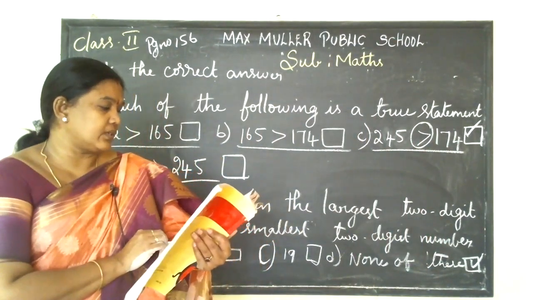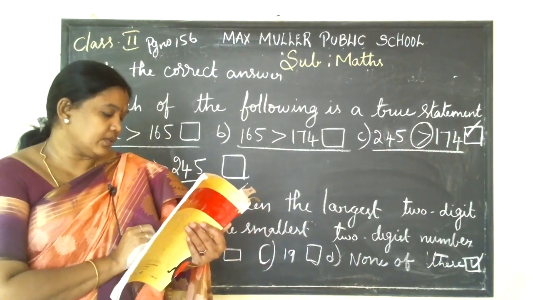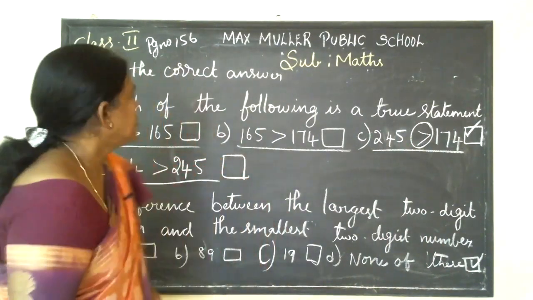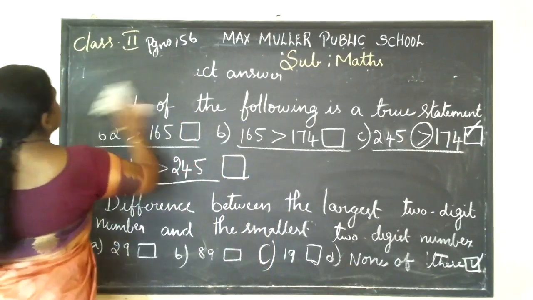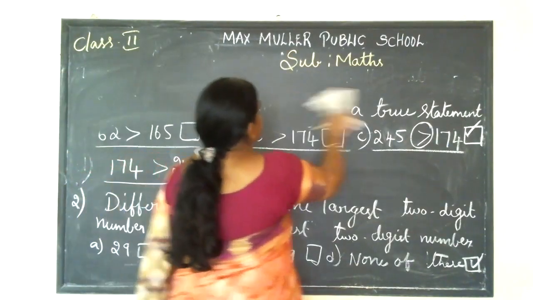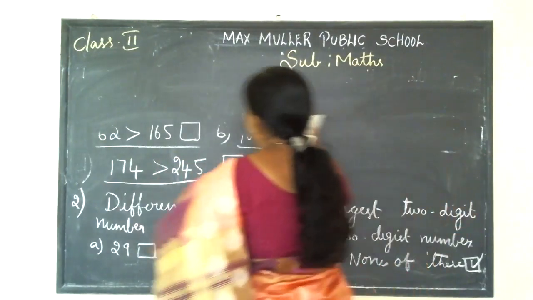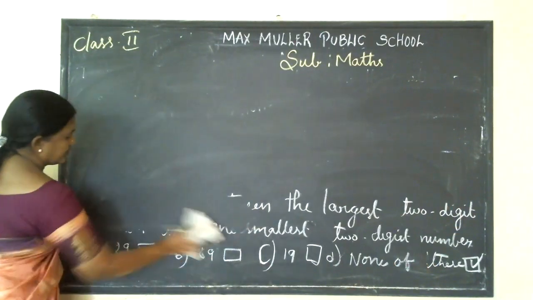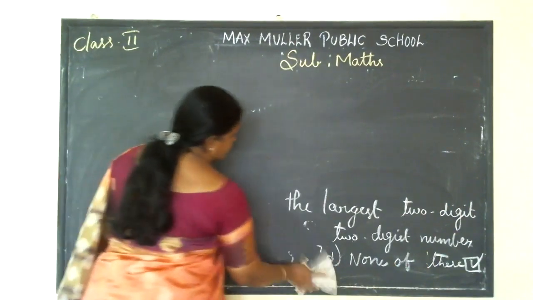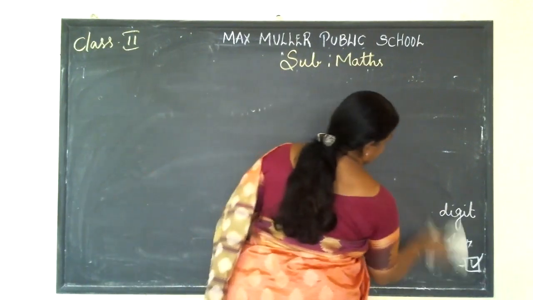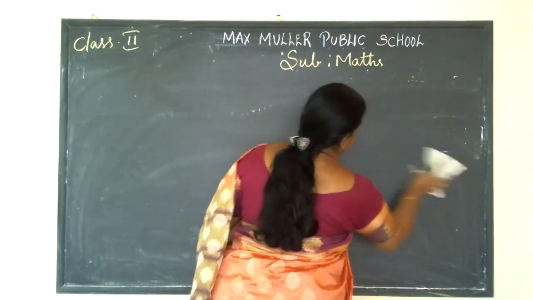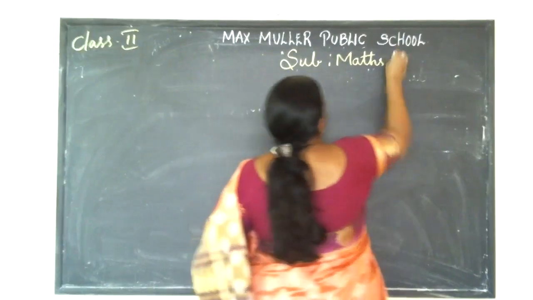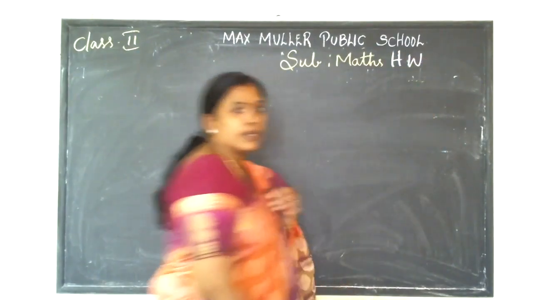Next class I will do third, I will continue from 3rd to 9, children. Now you close your textbooks, open your homework note. Maths homework note, children, you want to take out maths homework note. Maths homework. Take fresh page. Take fresh page, children.